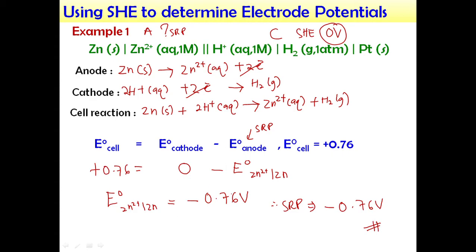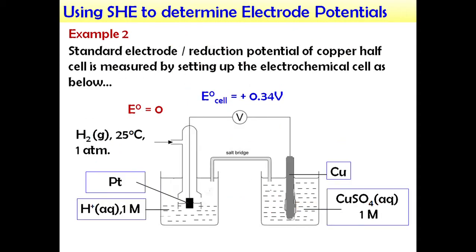Okay, daripada sini saya nak explain balik. Kita boleh guna SHE untuk tentukan SRP value. So, bila kita set upkan our electrochemical cell, memang takkan dapat directly bacaan dia berapa. Sebab bacaan ini adalah untuk E0 cell. So, by using this formula, barulah boleh dapat standard reduction potential. Okay? So, nak lebih faham, kita pergi balik example yang seterusnya.